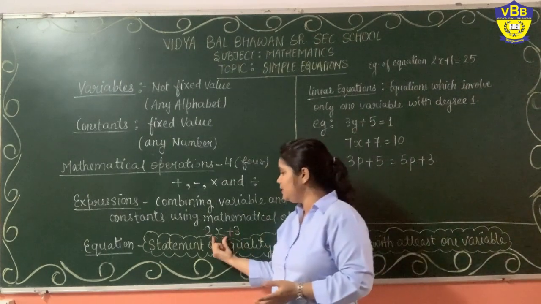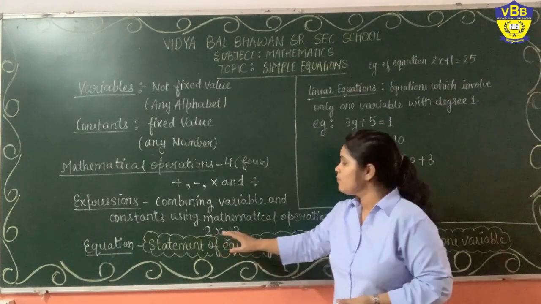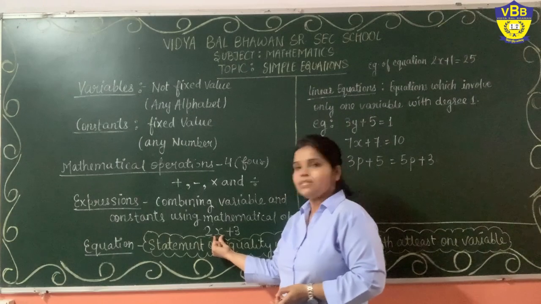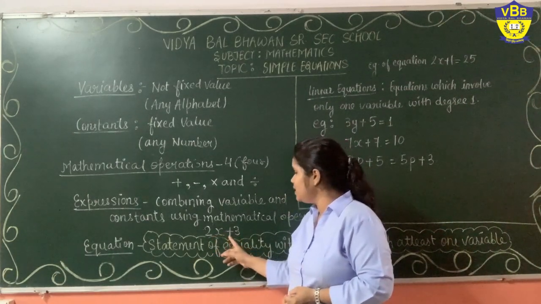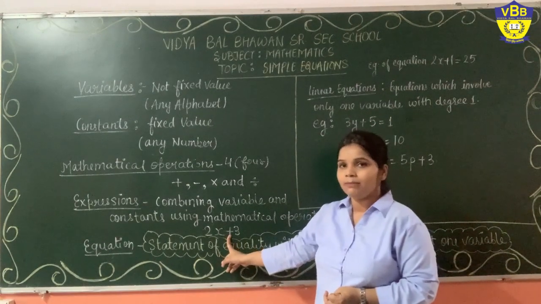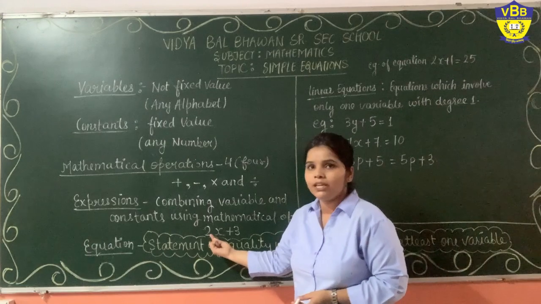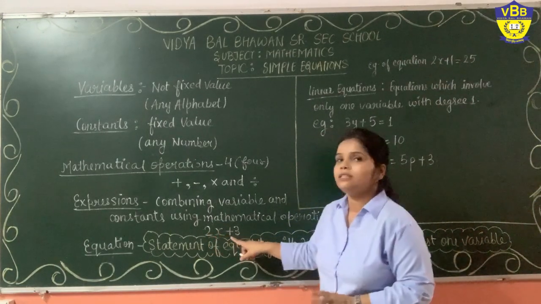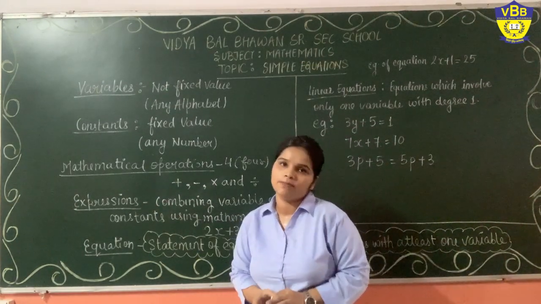Here is one example written, 2x plus 3. You can see this is an expression, and how are we getting this? x is the variable, 3 is the constant here. In between them we have plus, addition, as the mathematical operation. Here in 2 and x there is multiplication in between them. So we have combined variables, constants and mathematical operation to form an expression.